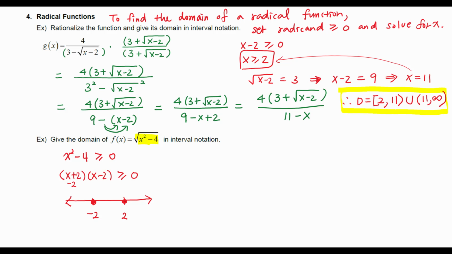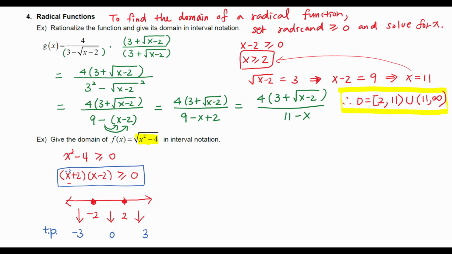Positive 2 is also a solution of this inequality, since when x is 2, it will make 0 greater than or equal to 0. You need to pick a test point from each interval and test this inequality to see for what x values it is true. For all x less than negative 2, you can pick negative 3. For a test point between negative 2 and 2, you can pick 0. For any x greater than 2, you can pick 3. Then you can plug it into this inequality.